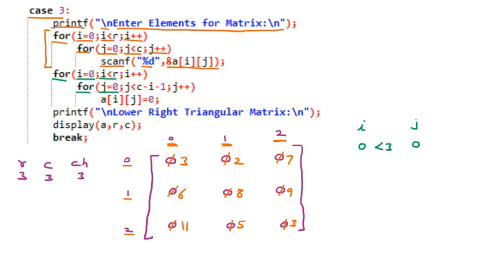Then j is less than c minus i minus 1. c is 3. So 3 minus i minus 1, that is 3 minus 0 minus 1, which is 2. So is j less than 2? Yes. j is less than 2. So 0 is less than 2. Totally correct. It is going down. a[i][j] will be 0. So a[0][0] that we are making is 0.